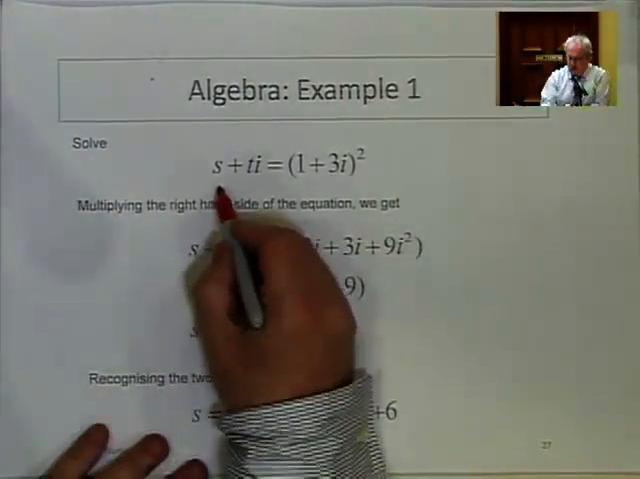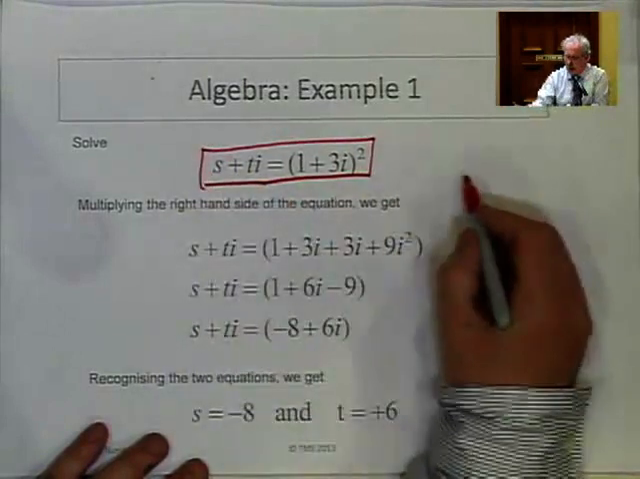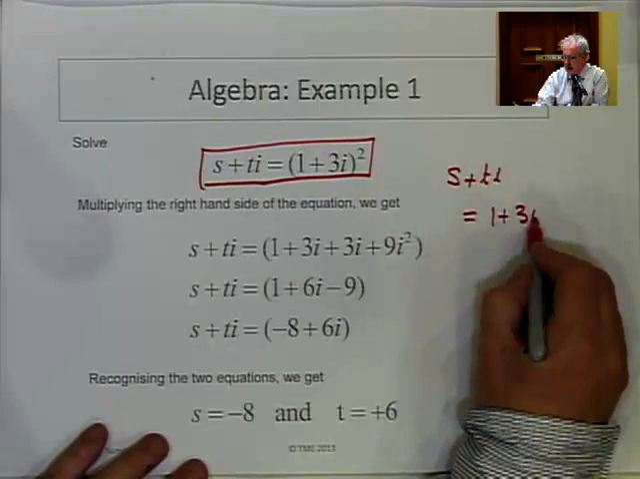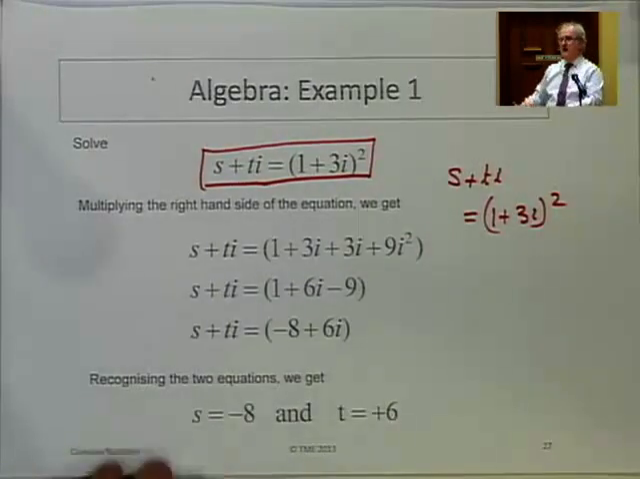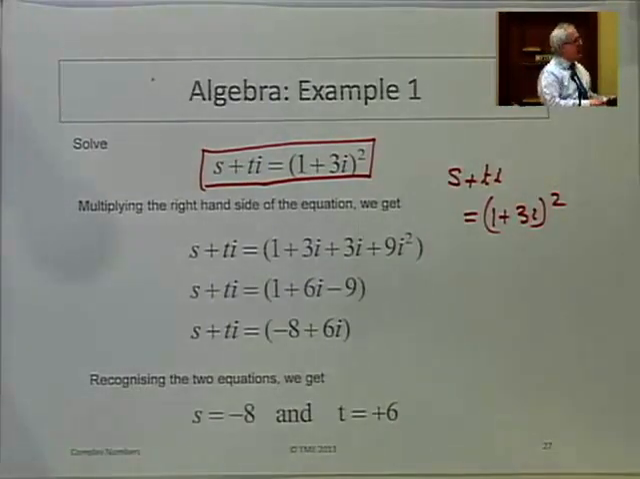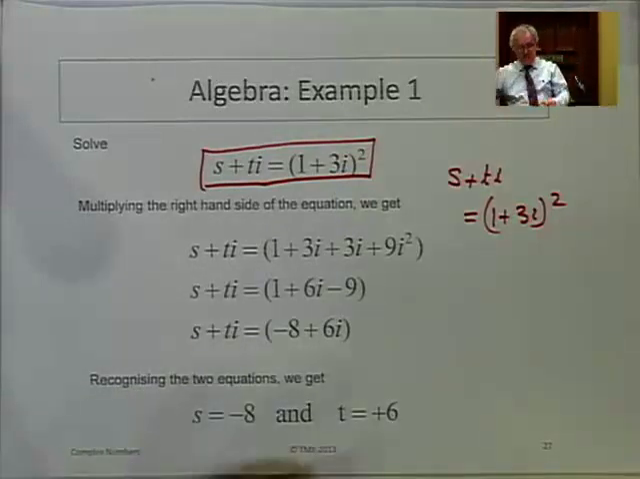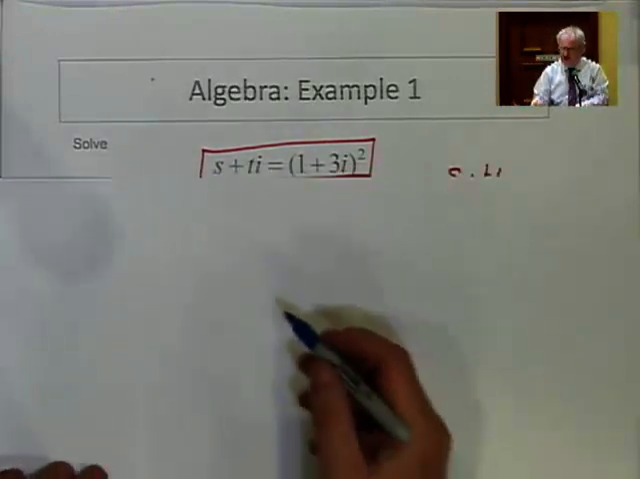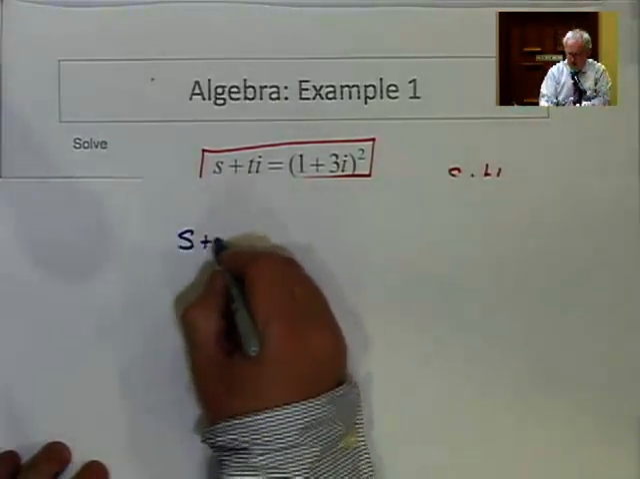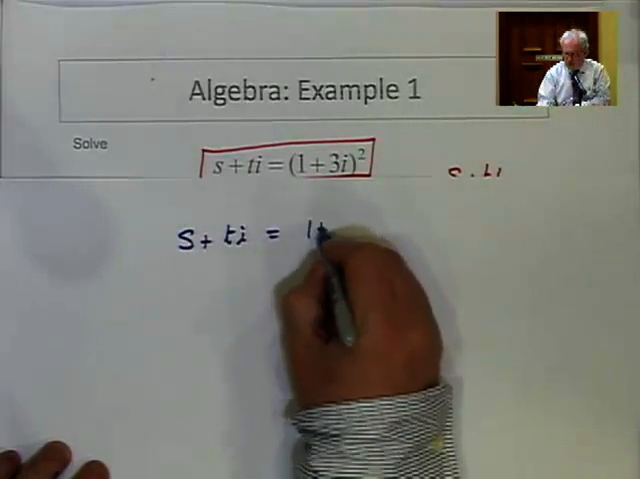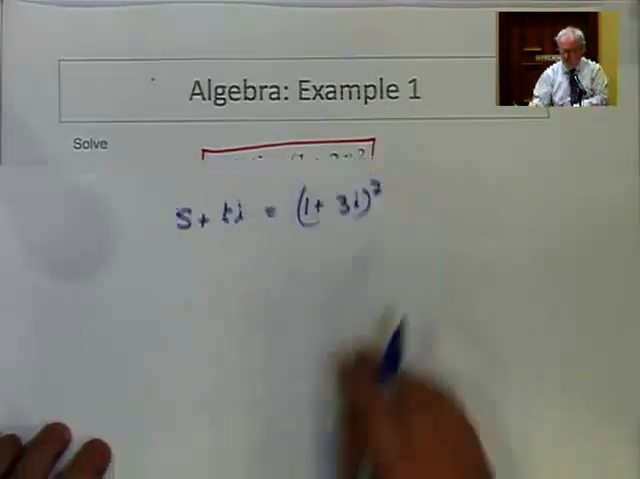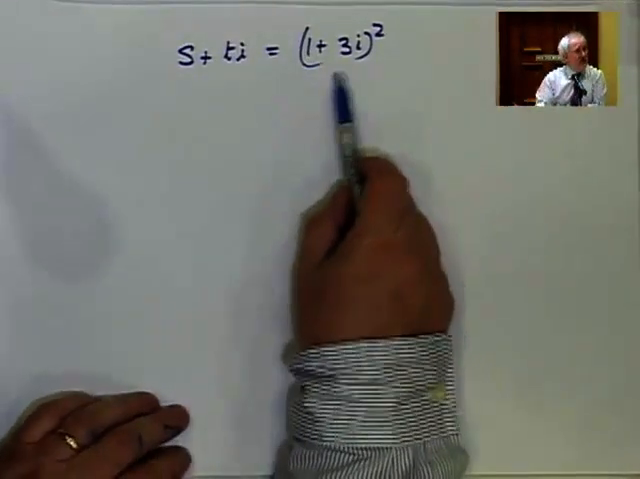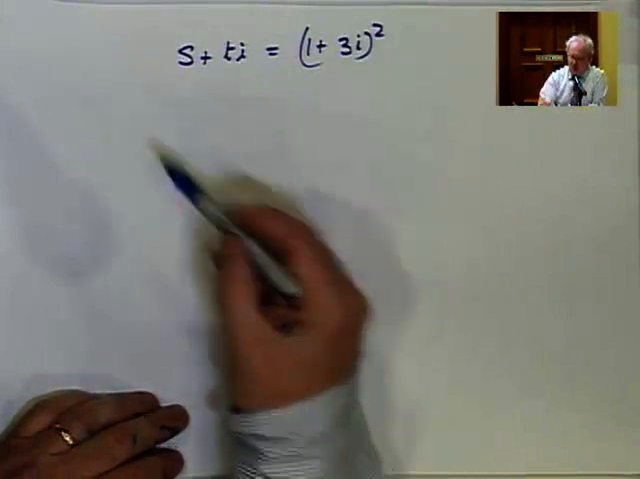Let's say we look at this equation. They say s plus ti is equal to 1 plus 3i squared. What they're saying is that the left-hand side is equal to the right-hand side. This is an equation. It looks difficult because you say there's s and there's t and there's i. So s plus ti is equal to 1 plus 3i squared. How do I do that? Well, you do know how to multiply, so let's do that and see where we go.